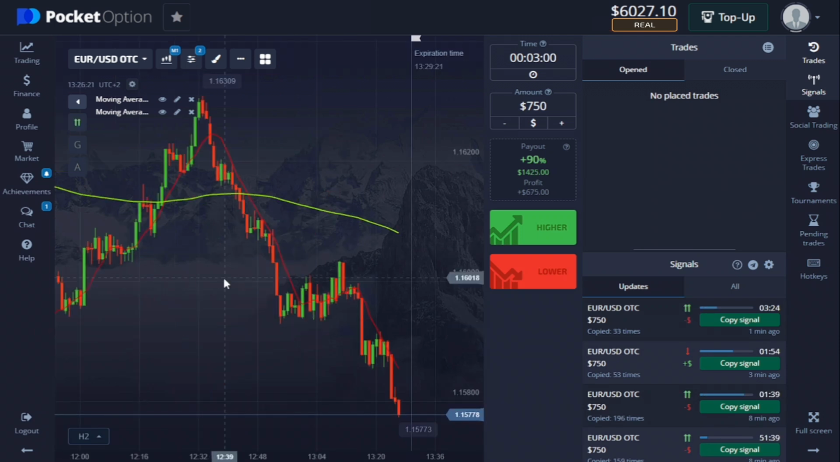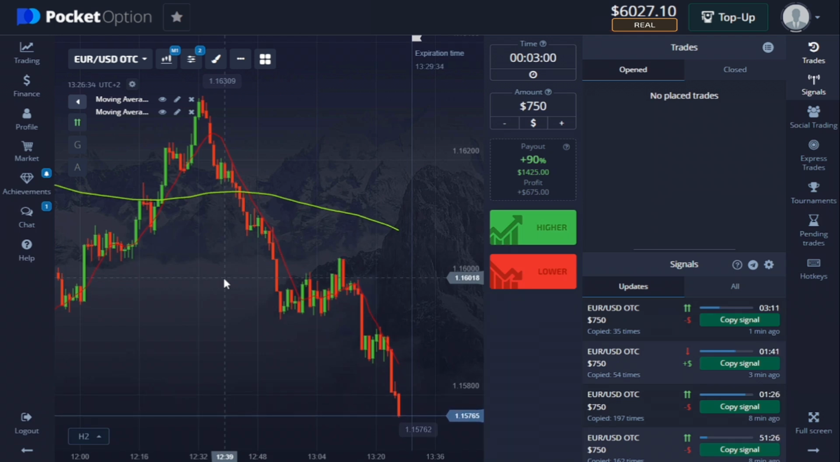Now, the second method is for more experienced, confident, optimistic traders, and this method involves trading both directions no matter the trend of the market. And you'll find that this method is far more riskier but provides a lot more trading opportunities.